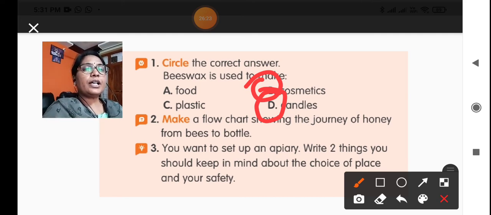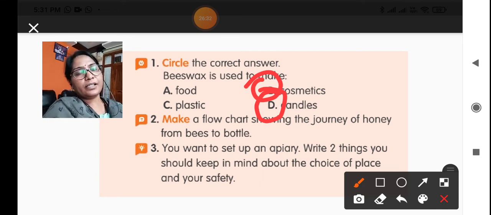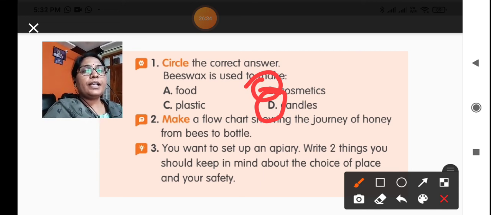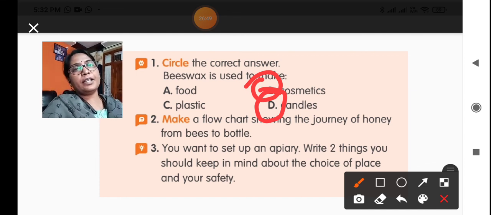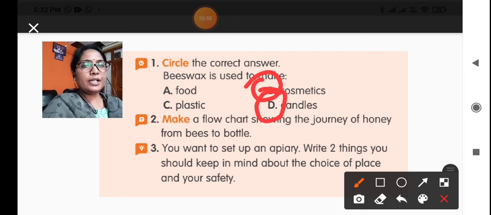Make a flowchart showing the journey of honey from bees to bottle. Just now we discussed all those steps right in order. You wanted to set up an apiary, write two things you should keep in mind about the choice of place and your safety. First thing, we should set up our apiary near to a garden, and we have to take care of ourselves when we are collecting the honey. So these things are known to you, children. Nicely read this and complete your practice questions and also the workbook questions. Thank you.